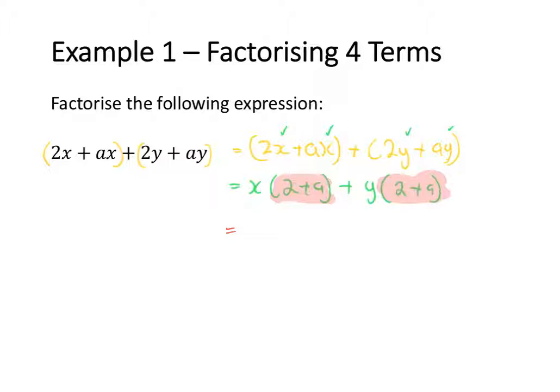And I take that 2 plus a and write it in my first set of brackets. And then in my second set of brackets, I take what is left. So for my first pair, I've got x, and then for my second pair, I've got plus y. So my factorised form of my original expression is (2 plus a)(x plus y). So let's have a look at another example.